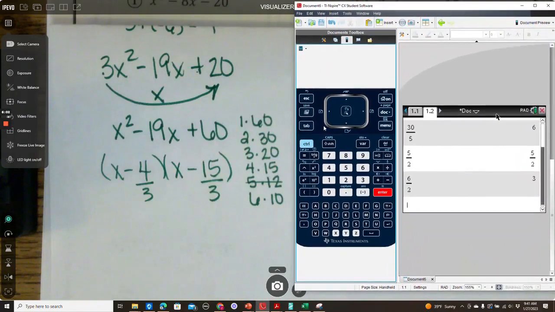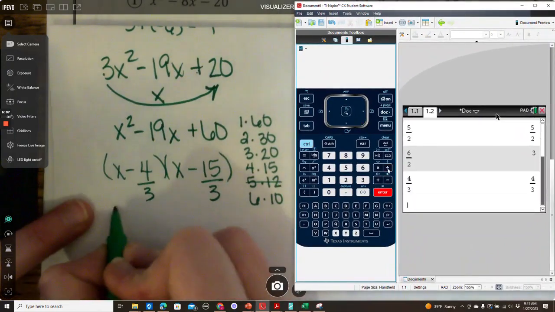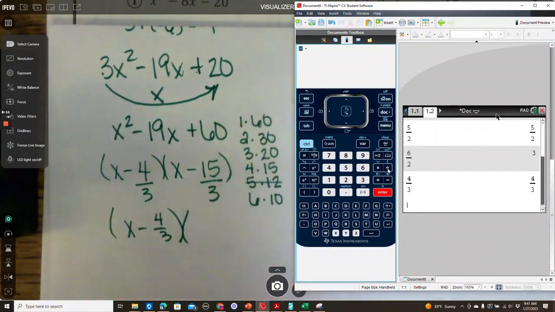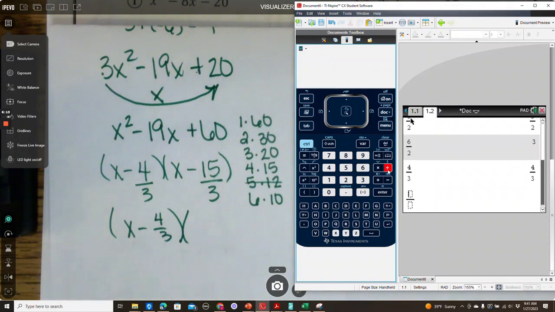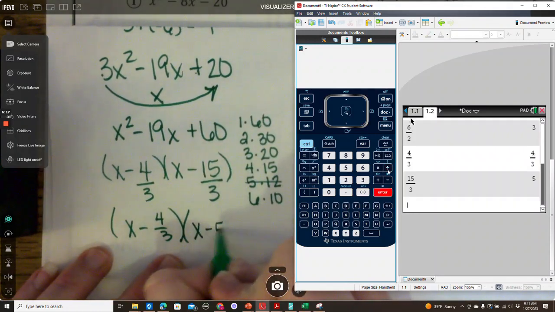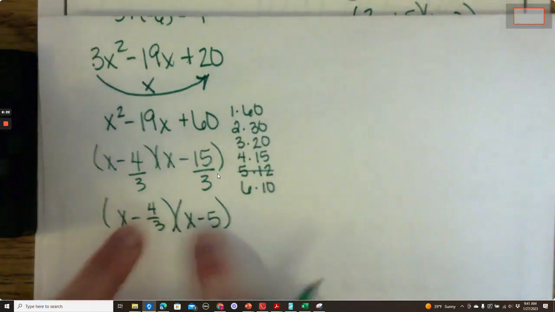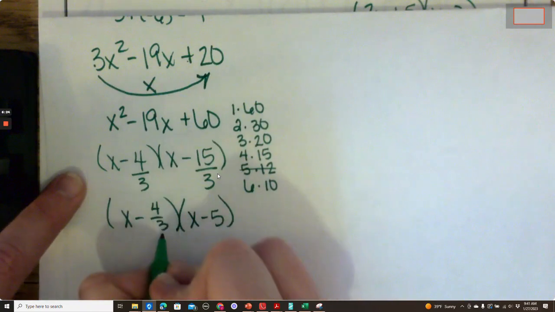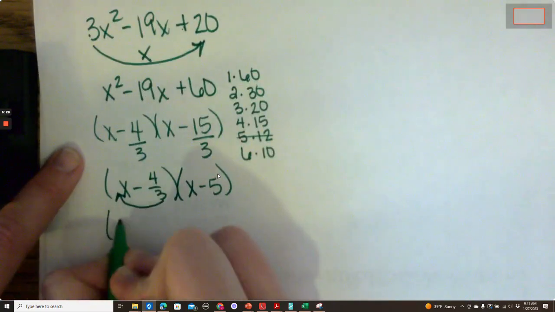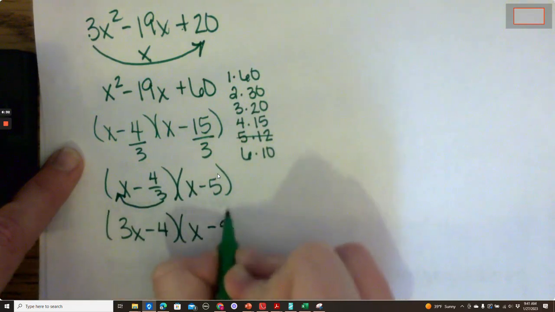All right, so 4 over 3. And all you do is just type your fractions in. If they don't change, then that's what it stays. And then 15 over 3 is a 5, so that changes to x minus 5. So again, if it looks like this, we're good to go. If it looks like this, we slide that 3 back. So 3x minus 4, x minus 5.